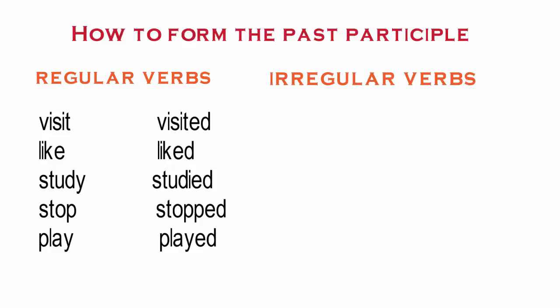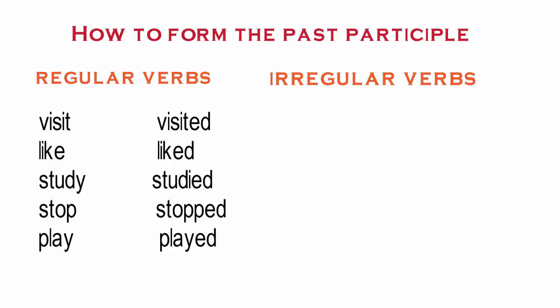Play, played. It already ends with y, but before the y we have a. That's a vowel, not a consonant, right? So there is no need to change the y into ied. So you can change any regular verb to the past participle by adding ed, d, or ied.